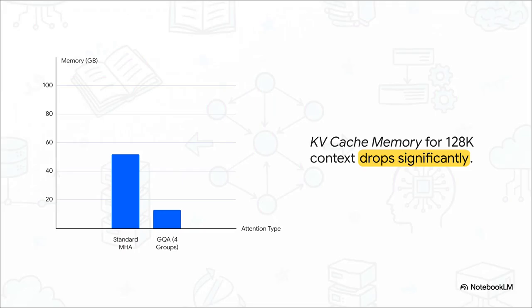Just look at this drop in memory pressure. By applying just 4 KV groups, we take that massive 52 gigabyte footprint and shrink it all the way down to a highly manageable 13 gigabytes. That is a 4x reduction just by cleverly sharing the state. This is exactly why modern models rely so heavily on grouped query attention today.